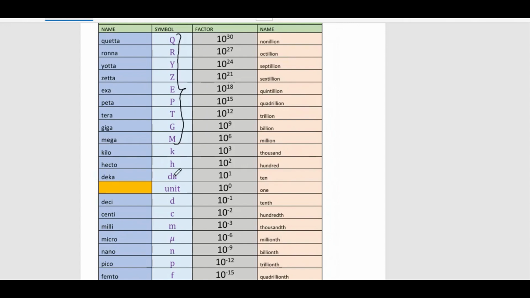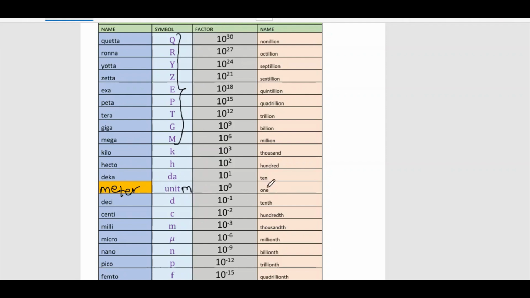Now, we have the unit. This is where we have the base unit. The base unit, you can check the yellow box here. Let's assume we are measuring length. And we agreed a few minutes ago that the base unit of length is a meter. Now this is the base unit. Now this is the symbol here. We know that the symbol of meter is m. You can write m here.